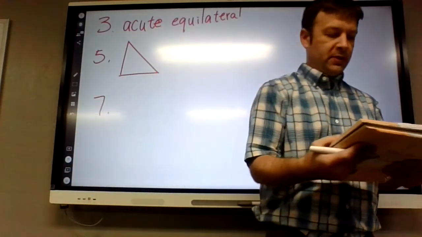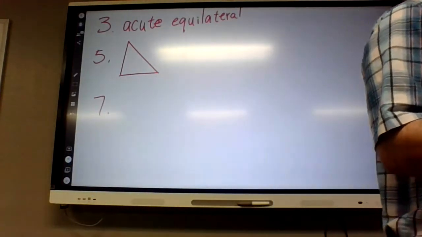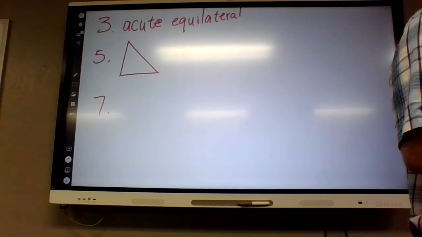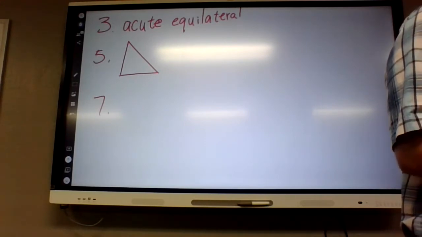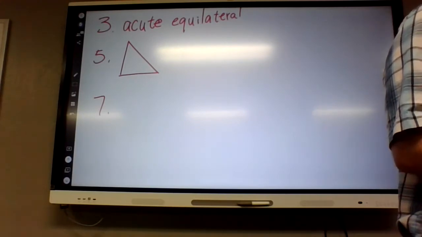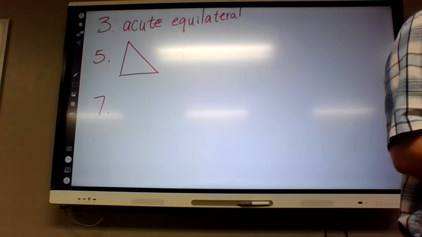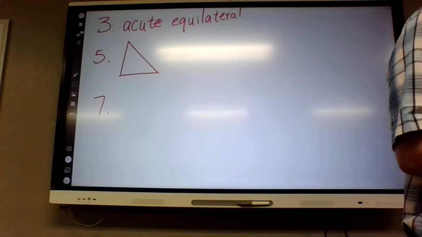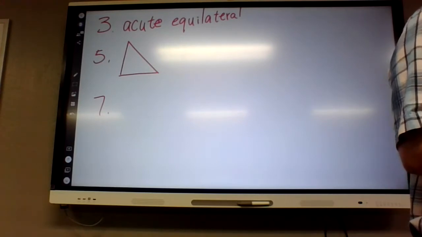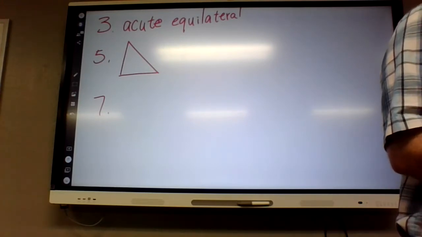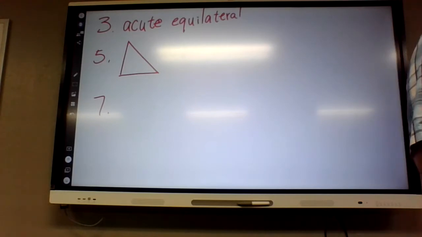Number 7, obtuse isosceles. How is that possible? Why don't you guys try and draw one? We'll see. My advice, start with the obtuse angle. Make sure you get that in there. You don't have to do it that way, but it might be easier.